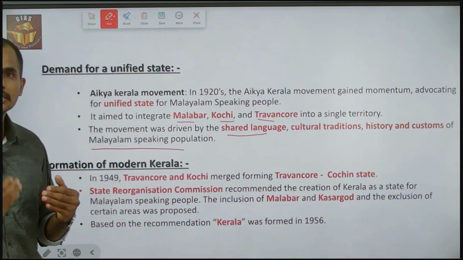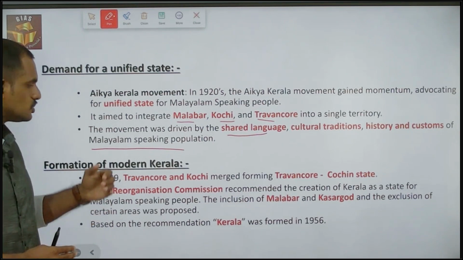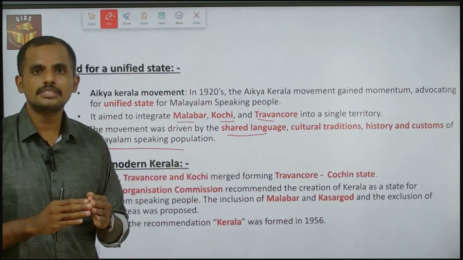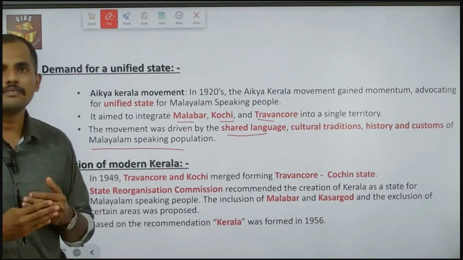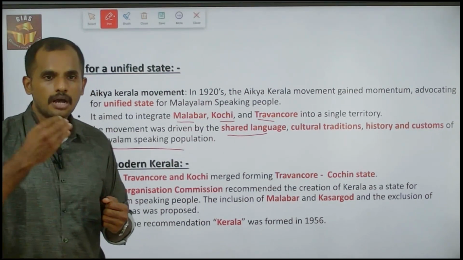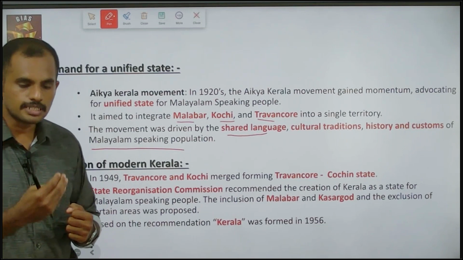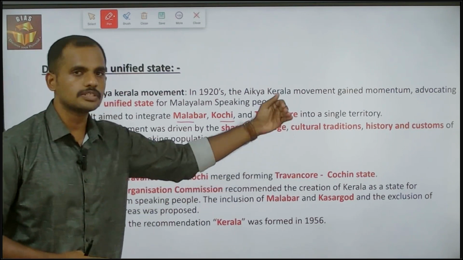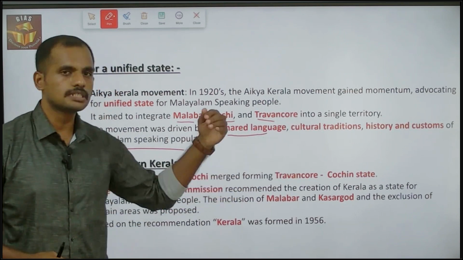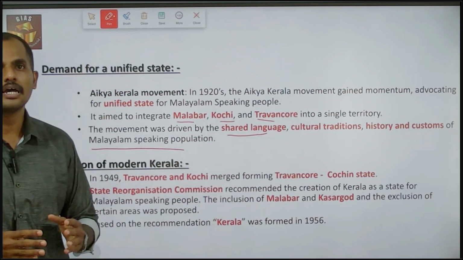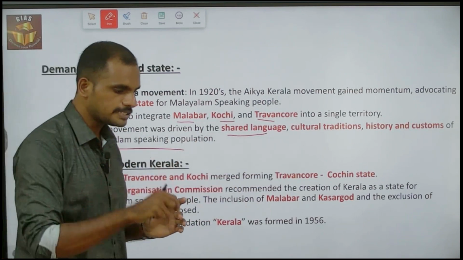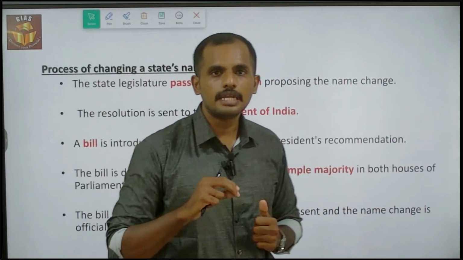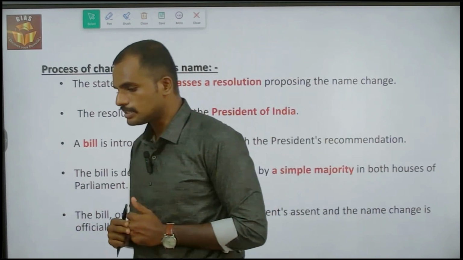Now, how the modern state of Kerala was formed: in 1949, Travancore and Kochi were merged, which led to the formation of the Travancore-Cochin state. After 1956, based on the recommendation of the State Reorganisation Commission, along with the Travancore and Cochin state, Malabar as well as the Kasargod region were also included, and it led to the formation of present day Kerala.